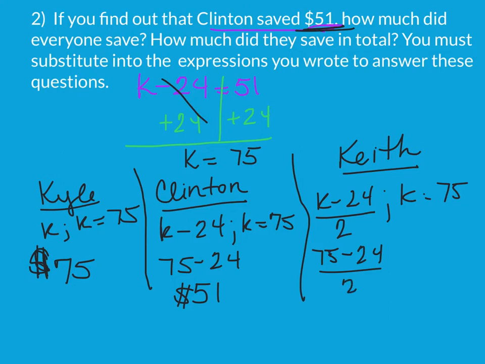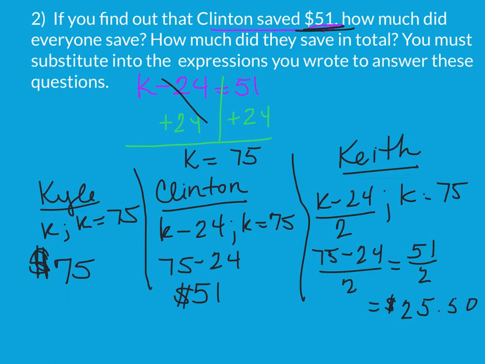75 minus 24. Well, 75 minus 4 is 71. Take away 20 more, that gives us 51. Of course, you already knew that, but we need to go through the math to make sure that we know. 51 divided by 2. Well, I would hope that you know that 50 divided by 2 is 25, and then we're going to take away that 1, but we need to divide it in half, so it's going to be $25.50.